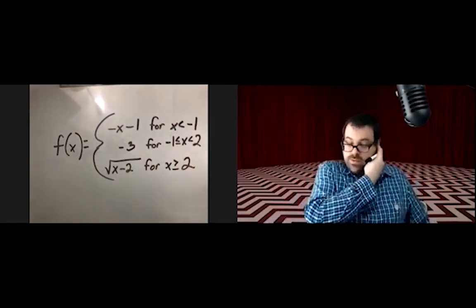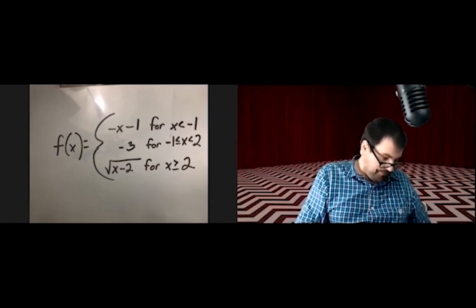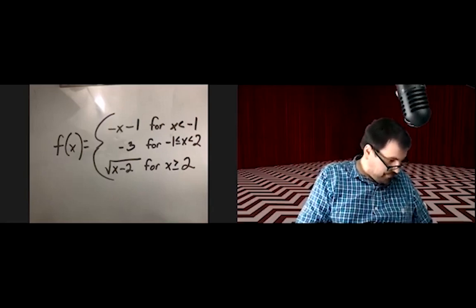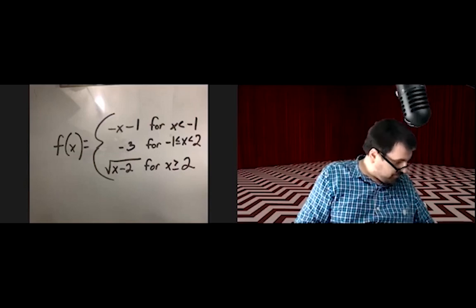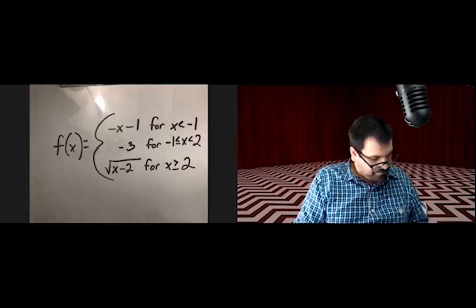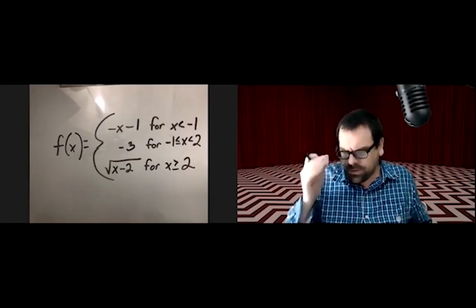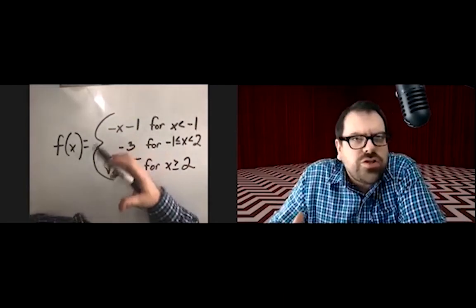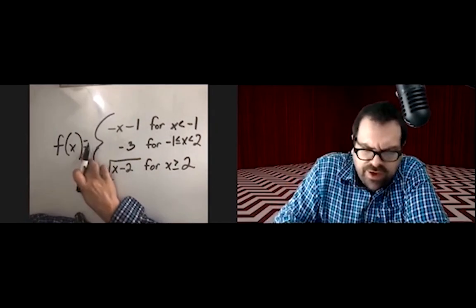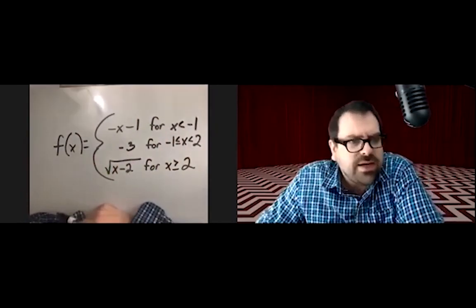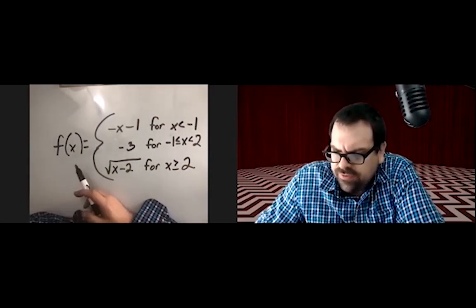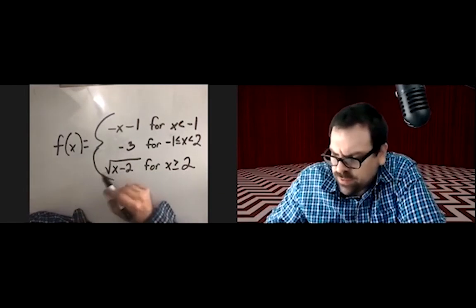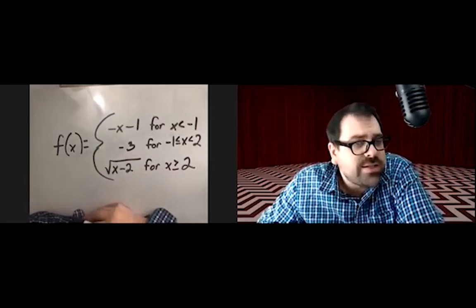This will be the function we're going to look at. We have three functions put together. f of x equals negative x minus 1. f of x equals negative 3. f of x equals the square root of x minus 2.